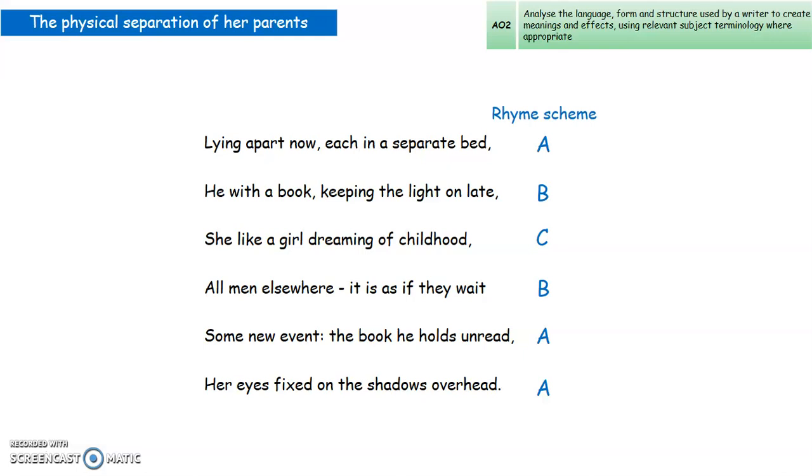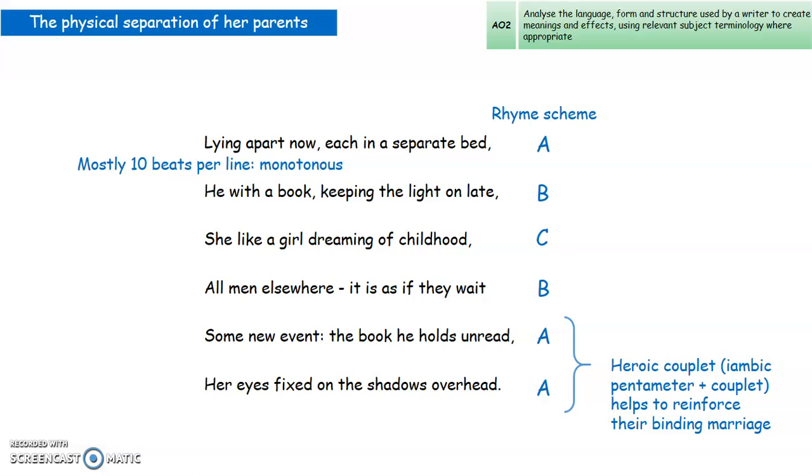This rhyme scheme is quite steady and gives a repetitive feel. When you look at the other stanzas, compare it to those. Is it similar? Is it different? Maybe think about why. There's mostly about 10 beats in each line, which gives a monotonous feel representing the relationship.